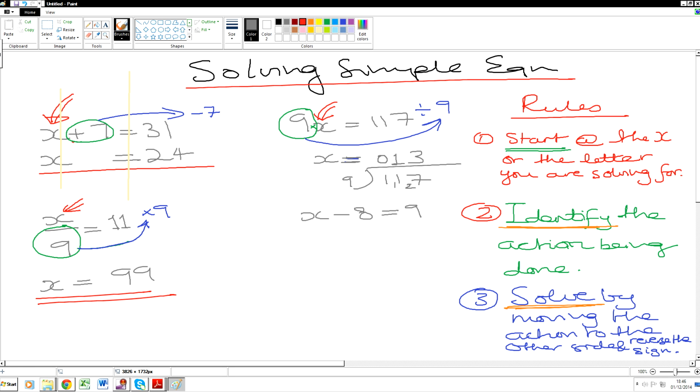Okay, Fatima, lead me on the next question. We start at the x, and then we look at what it is there. Identify the first action, and then circle it. So x has only been acted on by a minus 8. What do we do next, Fatima? Take it to the other side. We change side, we change sign. So what do you have now? Plus. So x is equal to 9 add 8, which is? 17. Okay, so 17.